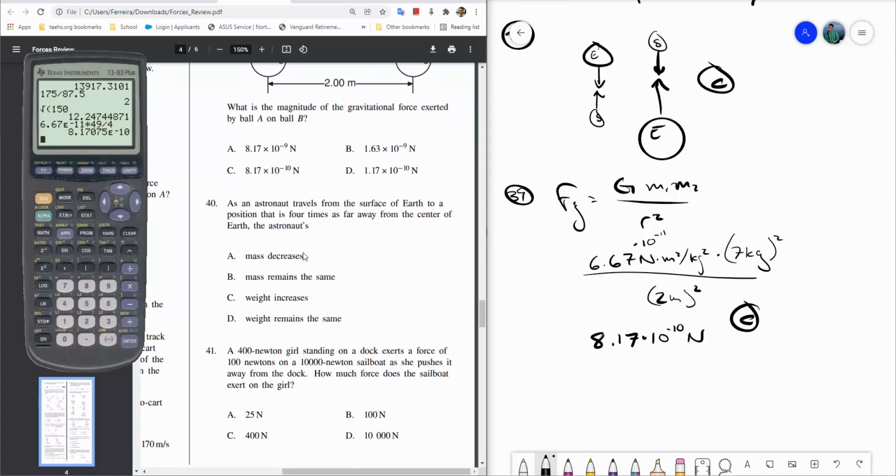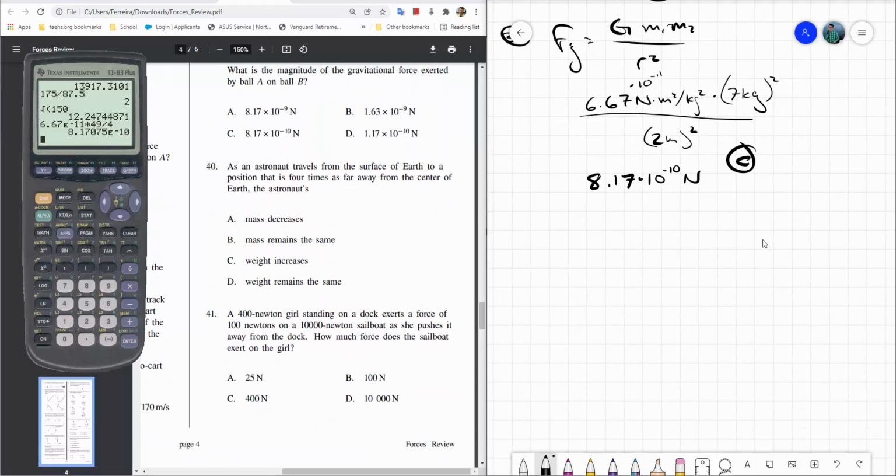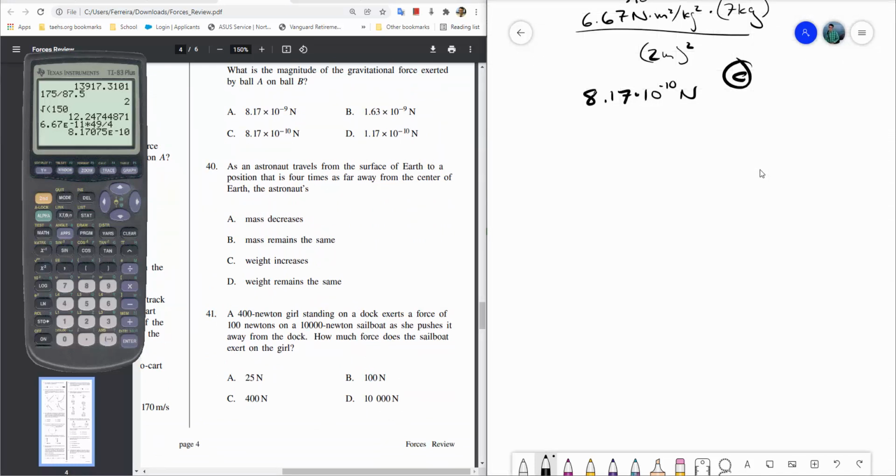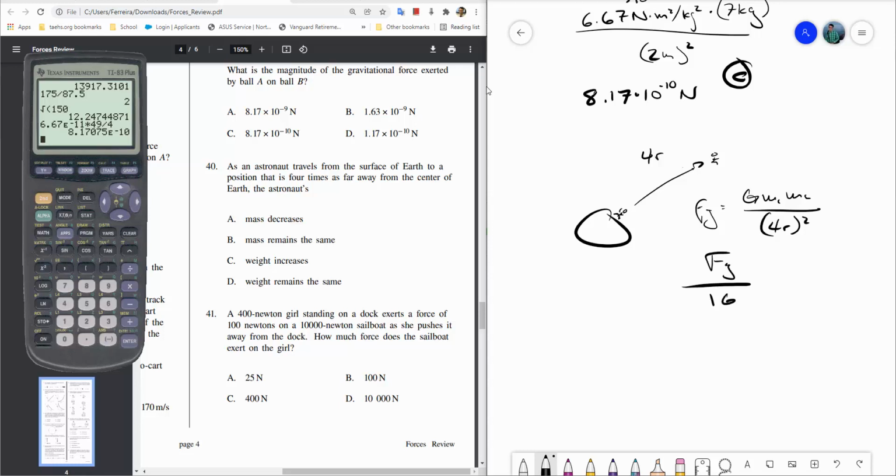Last question. Oh, second to last question. An astronaut travels from the surface of the Earth to a position 4 times as far away from the center of the Earth. The astronaut's mass decreases, mass remains the same, weight increases, weight remains the same. Okay, so just to kind of recap. If you're here on the Earth and you go 4 times as far away from the center of the Earth, so now you're at 4r, you're going to take the force of gravity equation and you're going to go 4r squared. Now what's going to end up happening is 4 squared is 16. The force of gravity is 1/16 of what it was on the Earth.